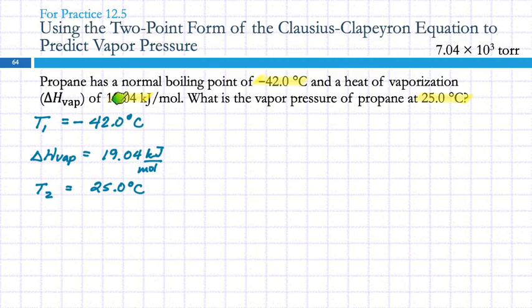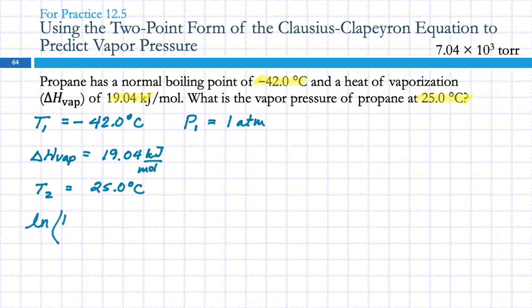So this is a little tricky. The normal boiling point is the boiling point at normal pressure. So for this boiling point, what is the pressure? 1 atmosphere. It doesn't come out and say that. So that's something you need to be aware of. So pressure 1 is 1 atmosphere, because that's the definition of normal boiling point. Okay, so now we have 4 variables. So we can use that equation.